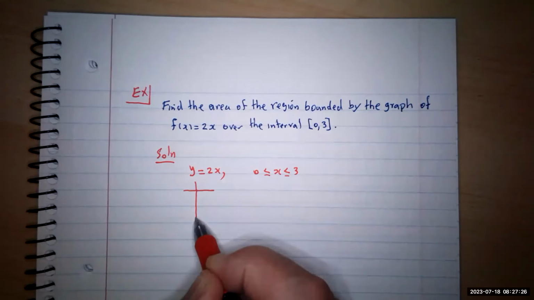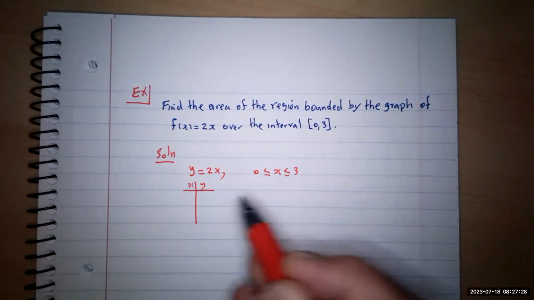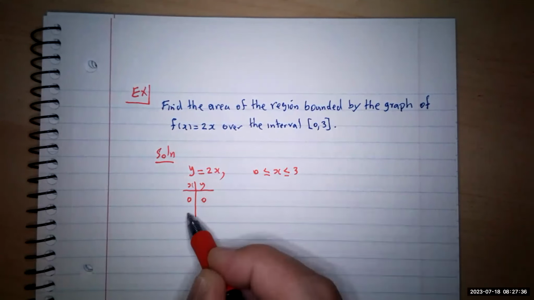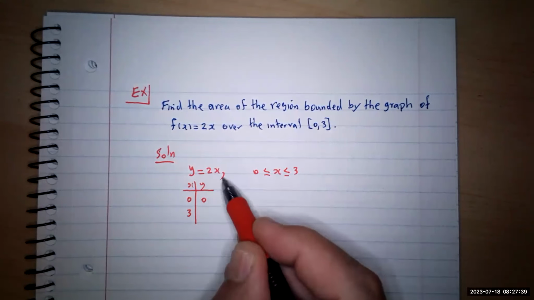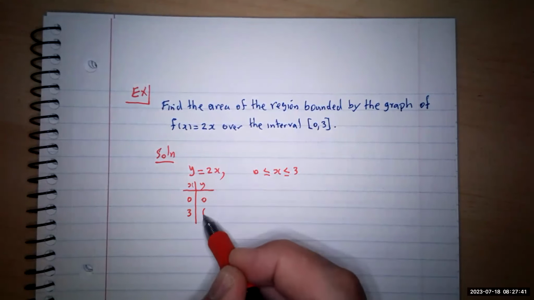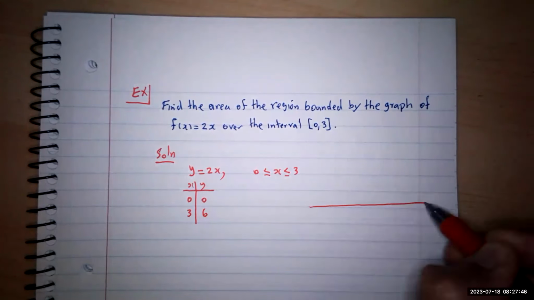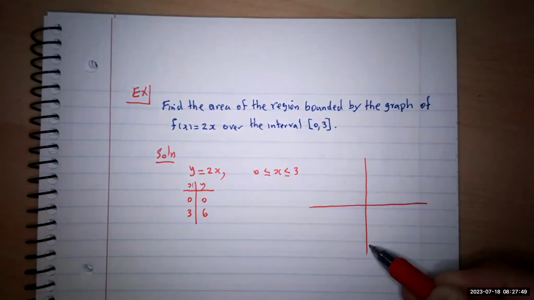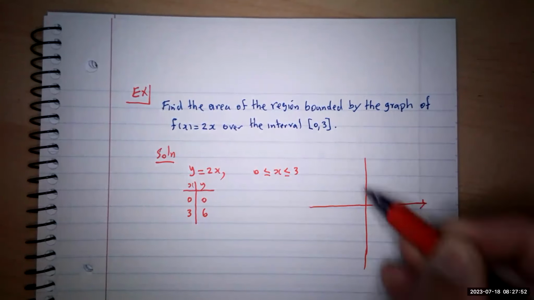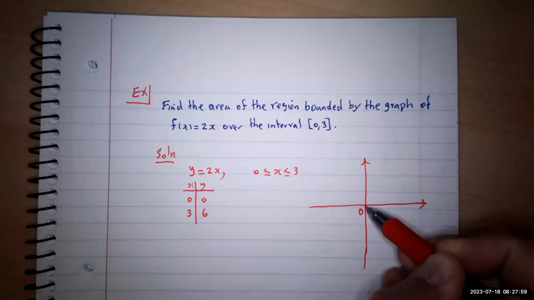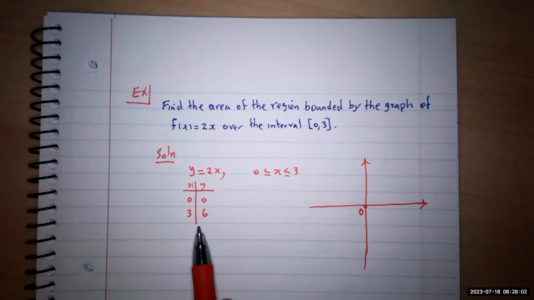Okay, so this is it. x, y. If you put x equal to 0 here, y would be 2 times 0, which is 0. And if you put x equal to 3 here, that gives you 2 times 3, which is equal to 6. Okay, so let's get this area. This is the graph of the function. We have 0, 0, this is 1 point, and then we have 3 and 6.